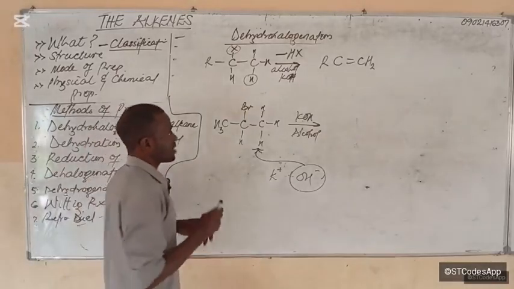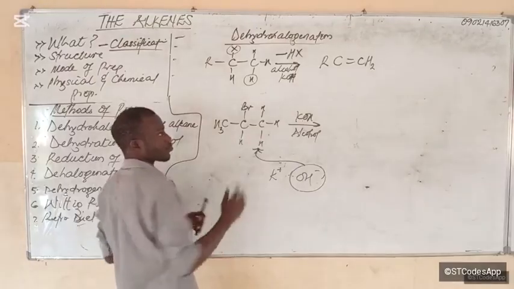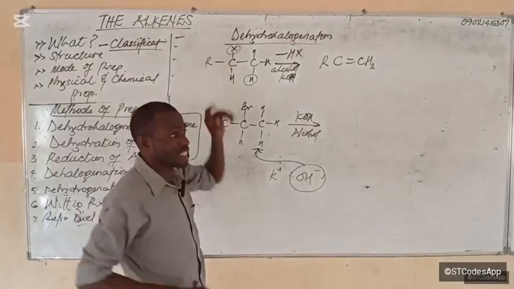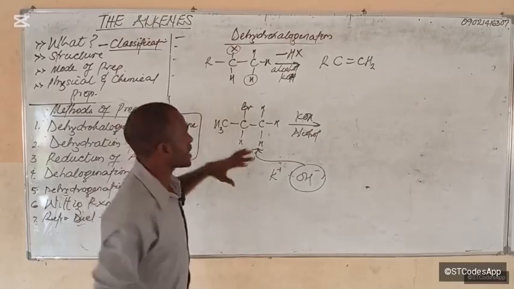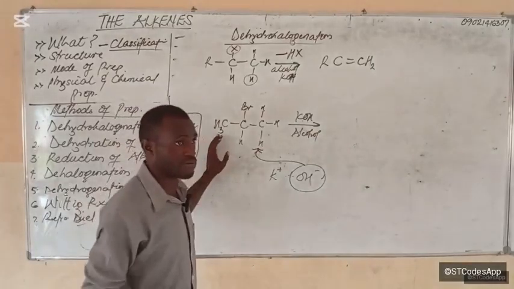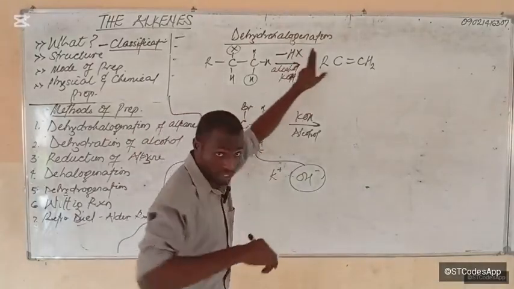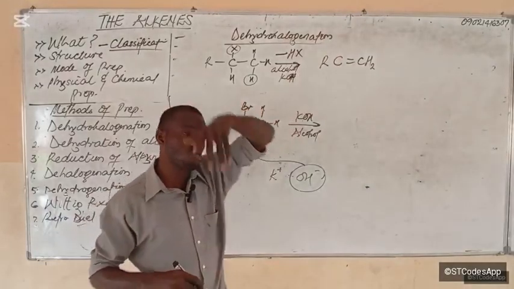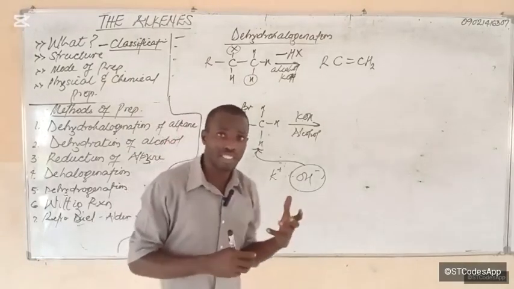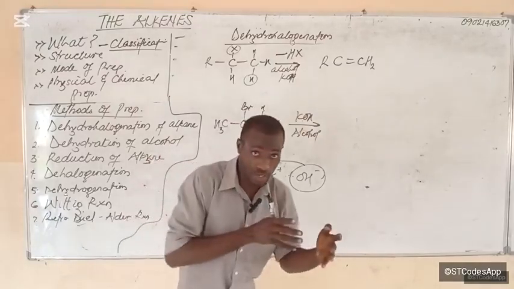Now, you see, when this base abstracts this hydrogen and joins the solution, usually the dehydrohalogenation, there are two types of it, depending on where you want to remove your HX from. We have two or three types: the tertiary, the secondary, and the primary, in that sequence.